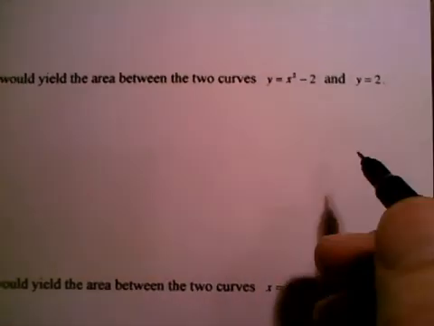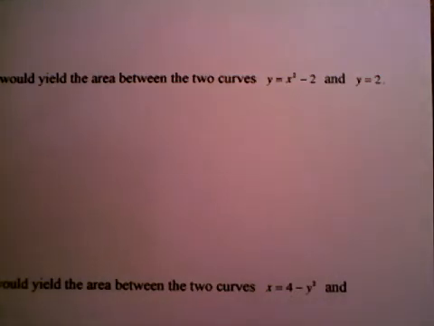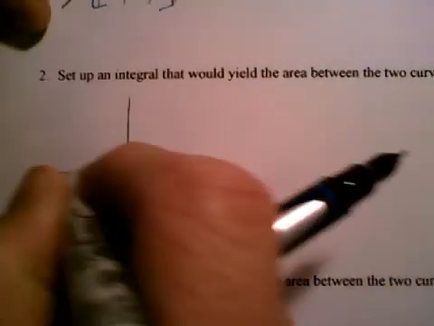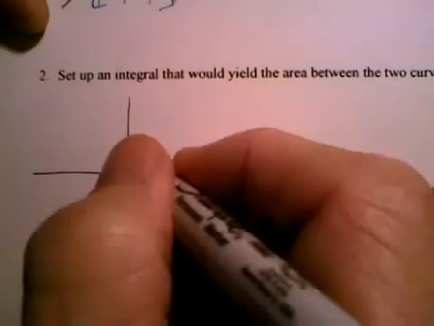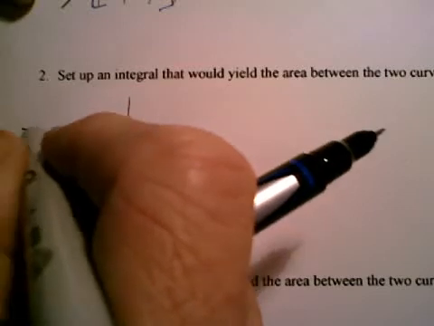Set up an integral that would yield the area between these two curves, y equals x squared minus 2 and y equals 2. So this is where you need to be good at graphing, which is super helpful. You're going to draw this graph. Let's do the easy one first, y equals 2. What color would be good there? So y equals 2 would be here.